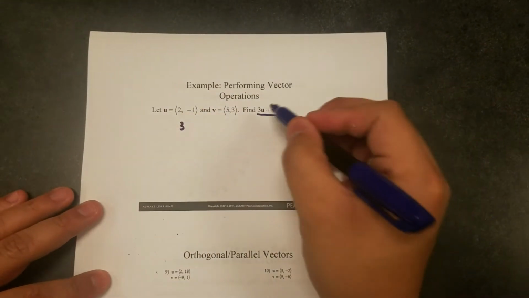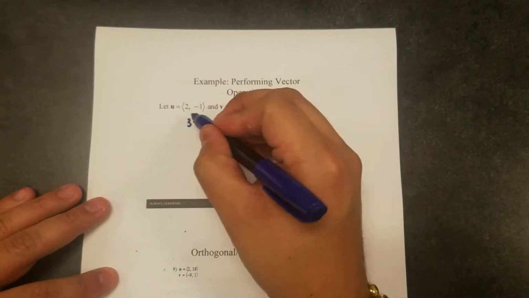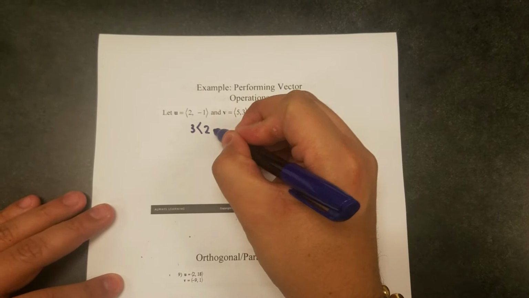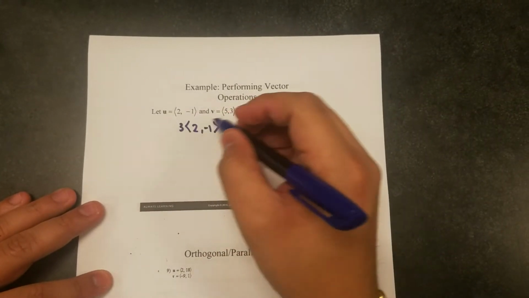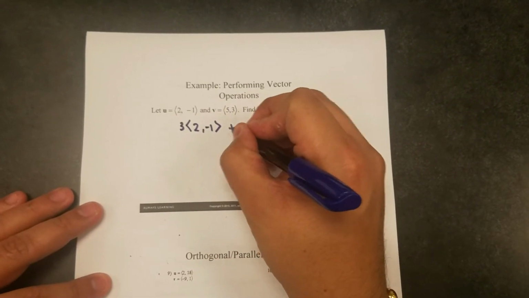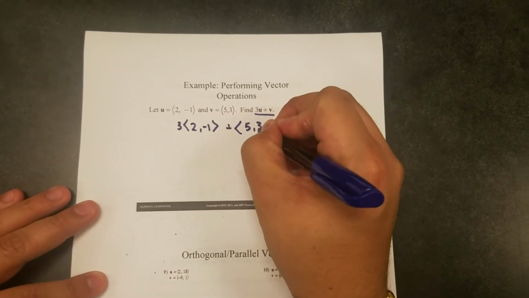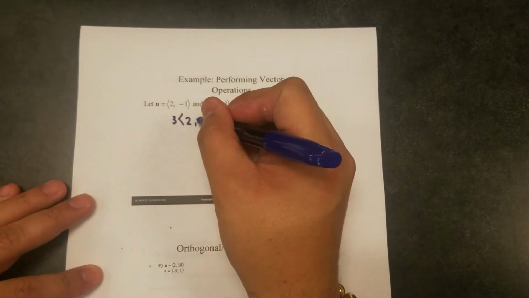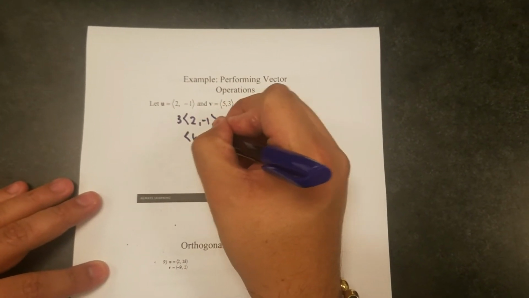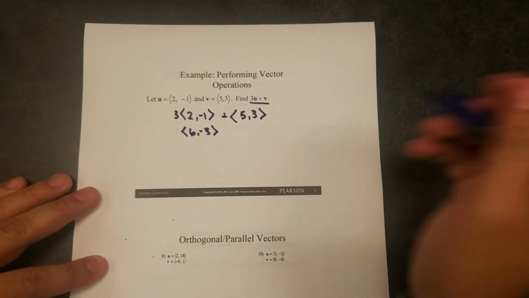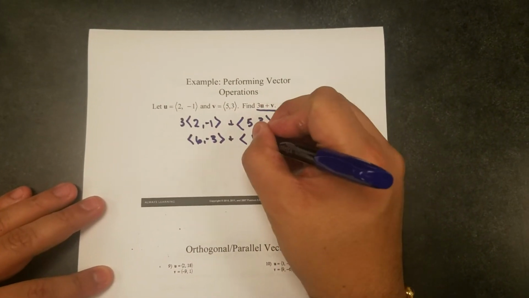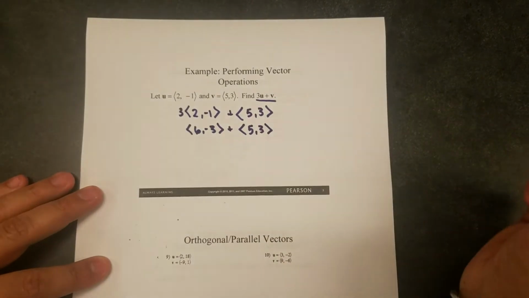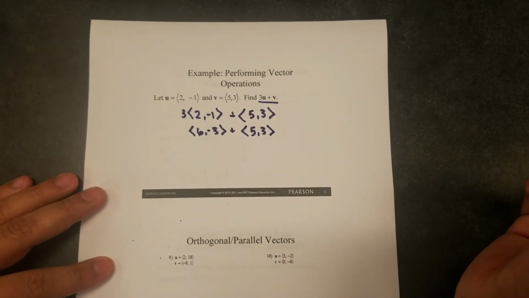First, I need to multiply the u by 3. So I'm going to write u, this is u, 2 and negative 1, multiplied by 3, plus v. So first thing I want to do is distribute, so this is going to be 6 and negative 3, plus 5 and 3. And this is the mistake I do see on your papers when you make it.